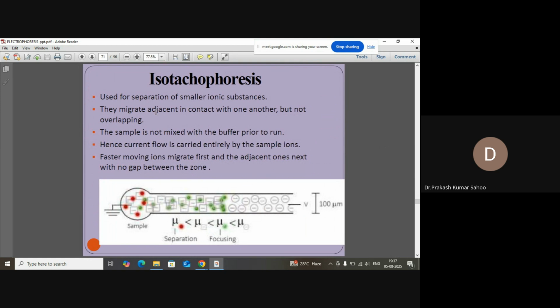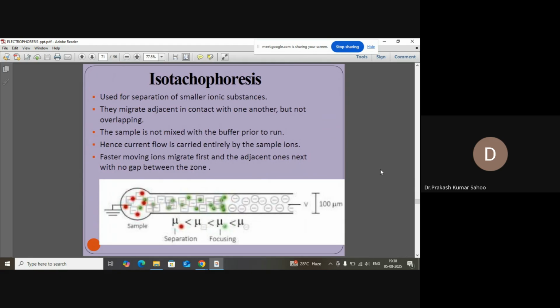Then isotachophoresis. This is used for separation of smaller ionic substances. They migrate adjacent, in contact with one another but not overlapping. The sample is not mixed with the buffer prior to the run. Then current flow is carried entirely by the sample ions.